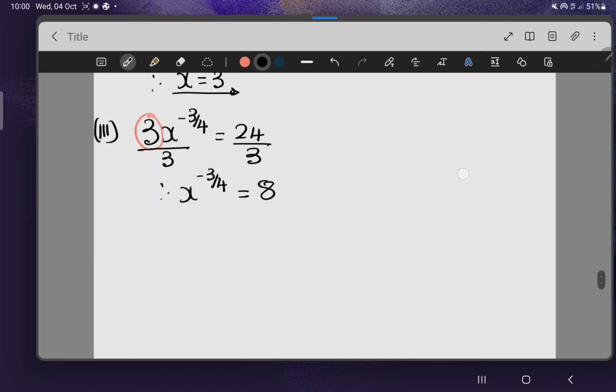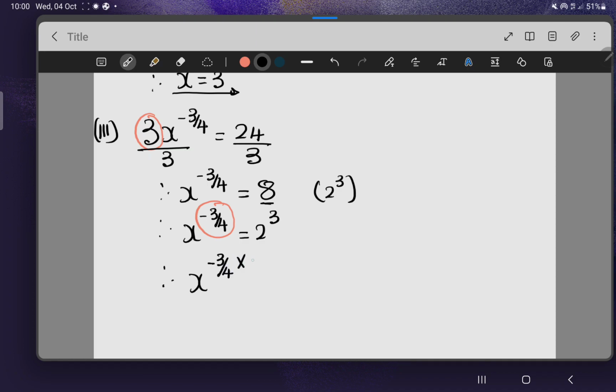Then from here, I can change 8. How do I change 8? That is the same as 2 to the power of 3. Then I'm going to say x to the power of negative 3 over 4 is equal to 2 to the power of 3. Mind you, I will have to get rid of negative 3 over 4. If I want to get rid of that, the law says that what you do on the left-hand side must be done on the right-hand side. So I'm going to multiply by negative 4 over 3.